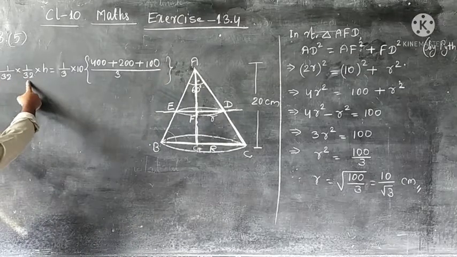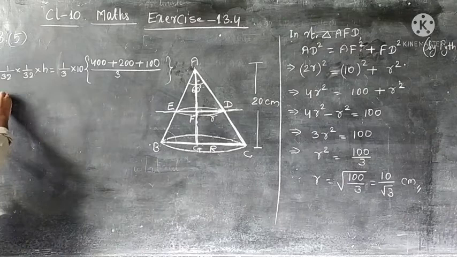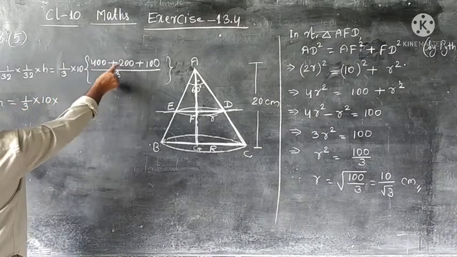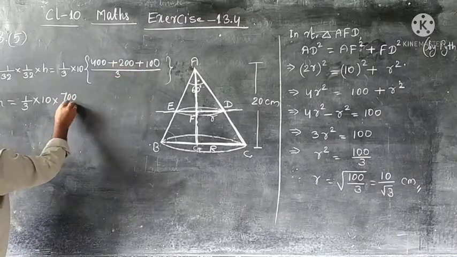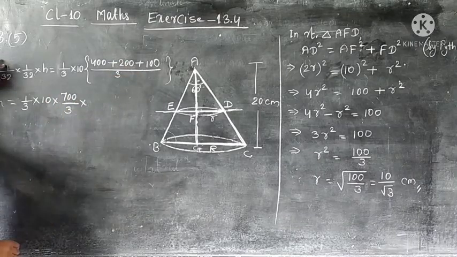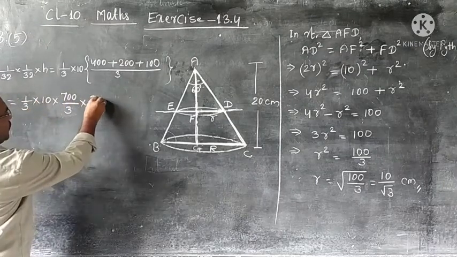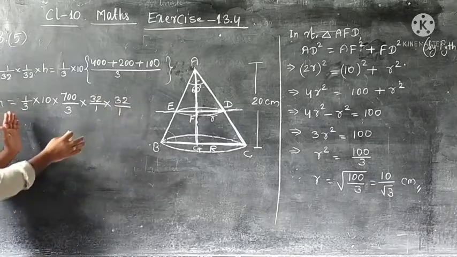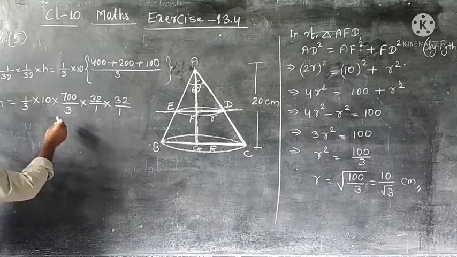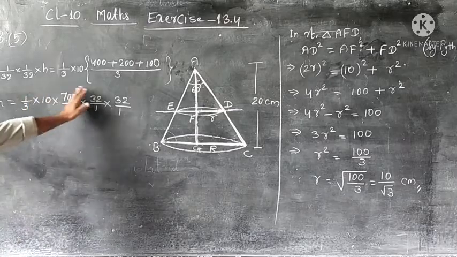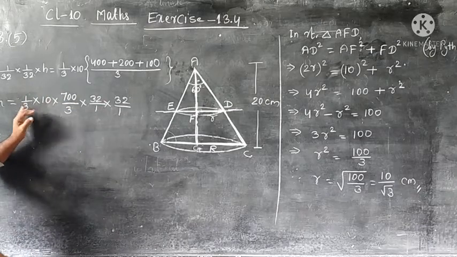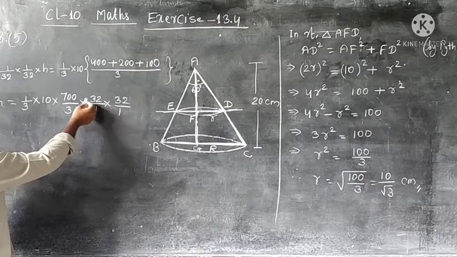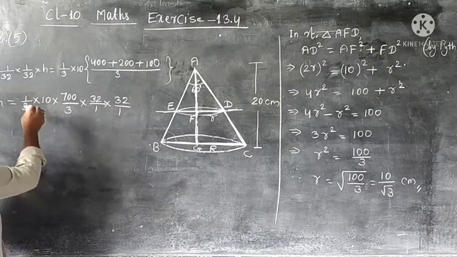Now this 1 by 32, 1 by 32, we will take in RHS. h will remain here. 1 by 3 into 10 into 700 by 3. And this 1 by 32 will become 32 by 1. Another one also 32 by 1. Everything is now in RHS. Simplifying carefully, here what we find? No number can be cut. 10, 3, 700, 3, 32, nothing we can cut. So 32 into 32 into 700 into 10 divided by 9.